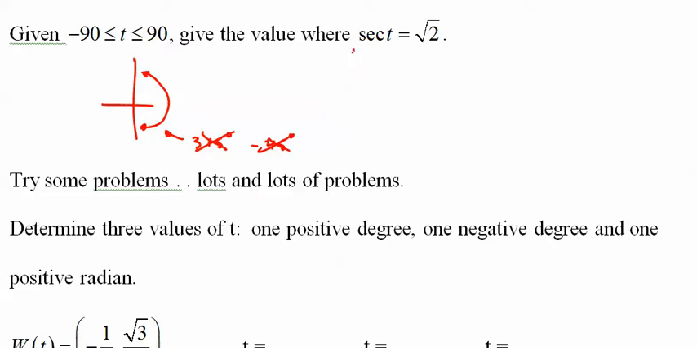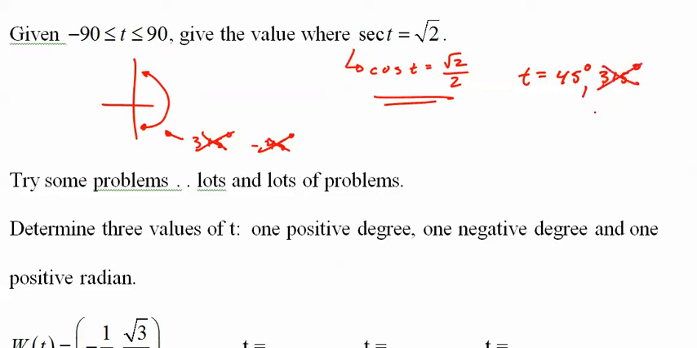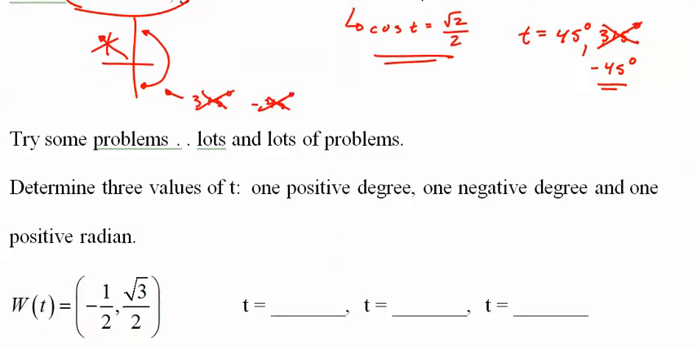So I can't do secant. However, I can do cosine. And I know when I flip it, I get root 2 over 2. So these are the same question. I just rewrote it in a way that I know how to do it. And I know that's at 45 degrees and at 315 degrees. Whoops, I just said I can't do that. Negative 45 degrees, because that's what the domain asks us. Let's imagine one of the answers was over here, and then I wouldn't be able to use it, because the domain says just stay on the right side of the y-axis.